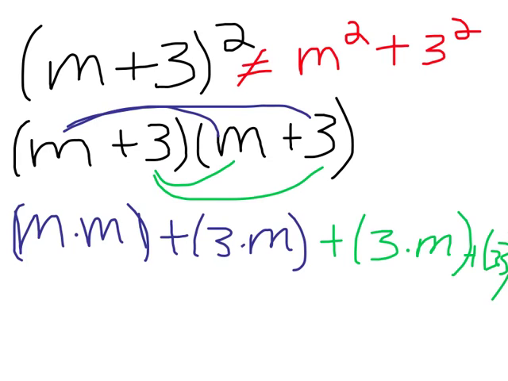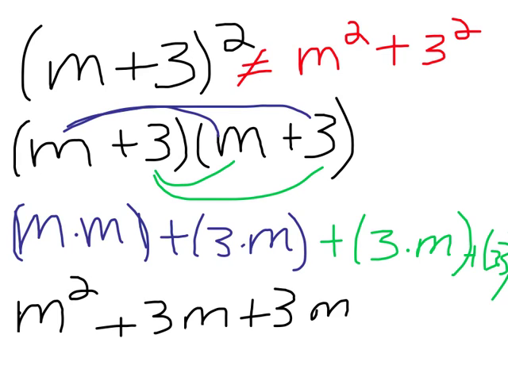All right, so if I go ahead and start putting things through, I know that m times m is m squared, because there's 2 m's there. Plus 3 times m gives me 3m. Plus 3 times m gives me another 3m. Plus 3 times 3 gives me 9. Just simplifying the parentheses now.